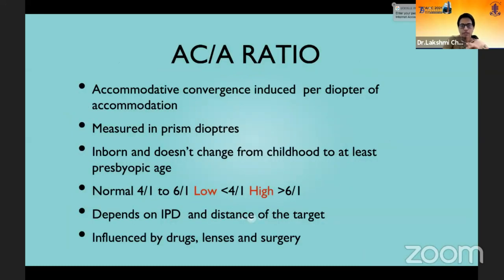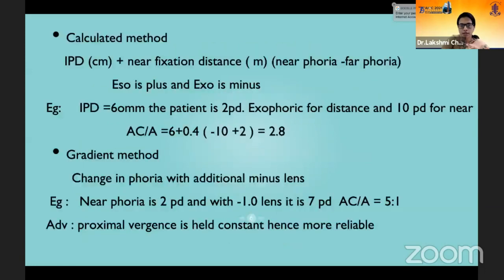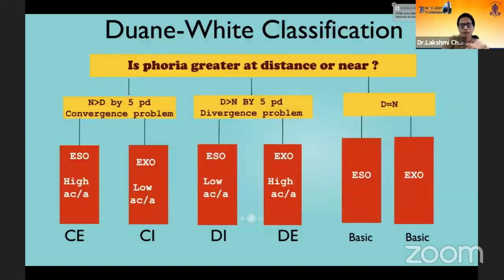And last but not the least, we have to check the accommodative convergence. That is the amount of convergence induced per diopter of accommodation. This is usually the same from childhood to at least presbyopic age, and it needs to be normal to avoid symptoms of asthenopia. There are different methods. I usually use the gradient method.